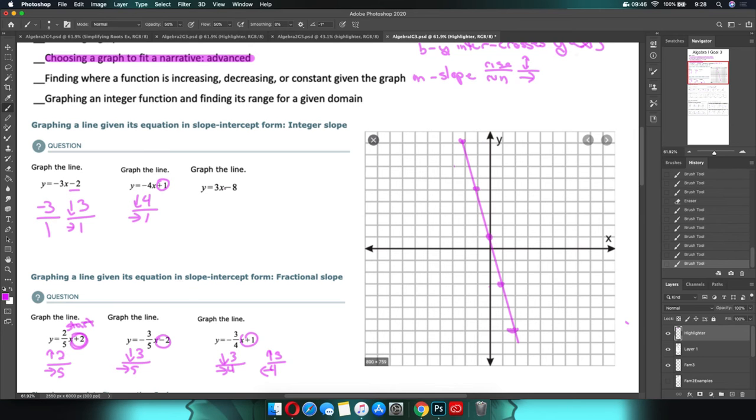Next one, what is our y-intercept? -8. All right, so 1, 2, 3, 4, 5, 6, 7, 8. There's my y-intercept. And then what is my slope? I'm going up 3 over 1. So up 3 over 1, up 3 over 1, up 3 over 1, up 3 over 1. And again, I'm just OCDing here really badly. Then there's my line. So that's what we're doing when we're actually making graphs.